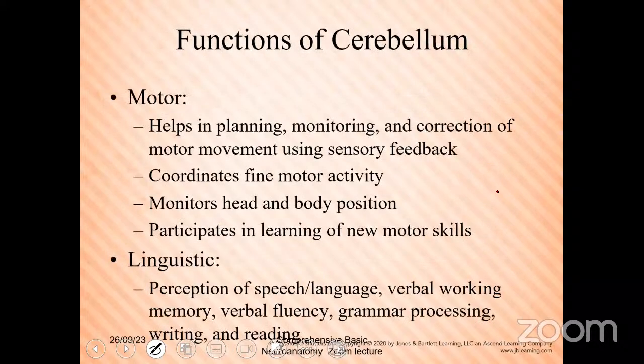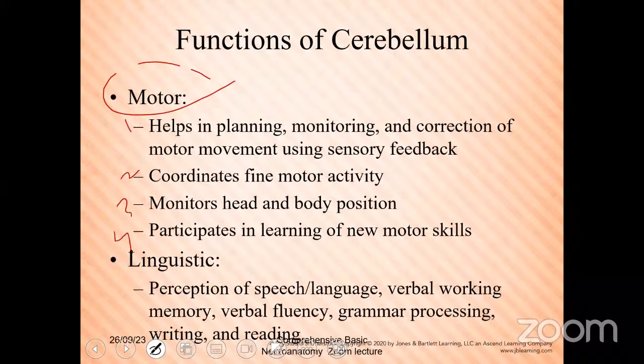So let us summarize the functions. It helps in planning, monitoring, and correction of motor movements using sensory feedback. It coordinates fine motor activity. It monitors head and body position. It participates in learning of new motor skills. So these are the motor functions of the cerebellum.